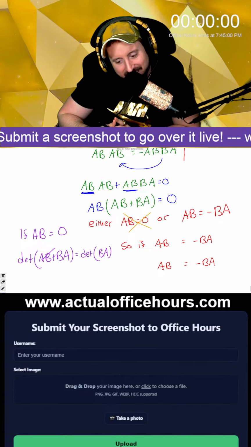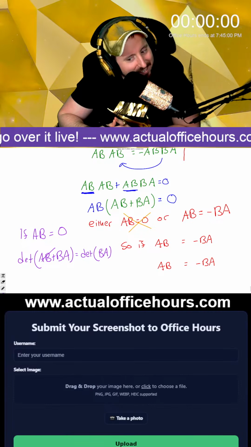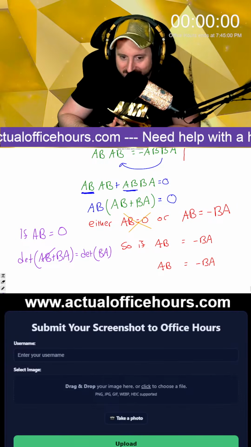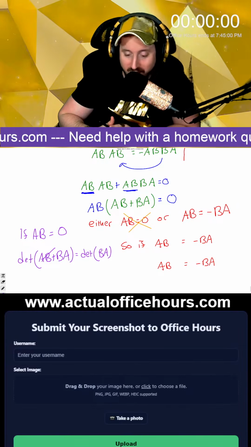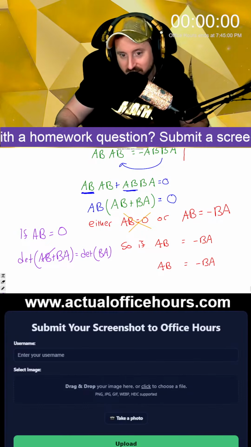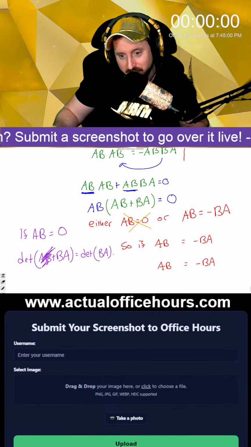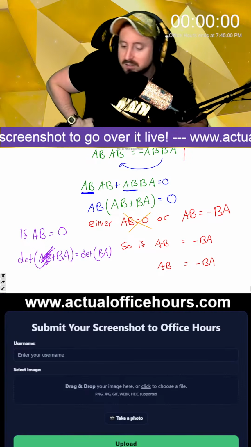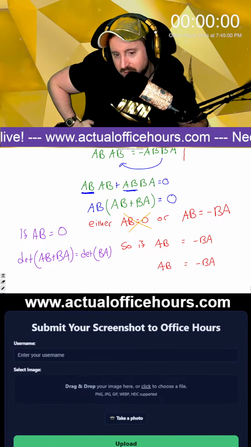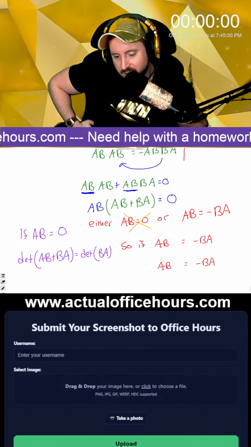Hold on, how do I say this? I'm curious here. It should be a contradiction. We shouldn't be allowed to have AB equals 0. I agree that AB should not be equal to 0, but I'm curious about this. Because if AB is 0, isn't the determinant of nothing plus something equal to the determinant of the something? Isn't that true? Yeah, I think that's it.